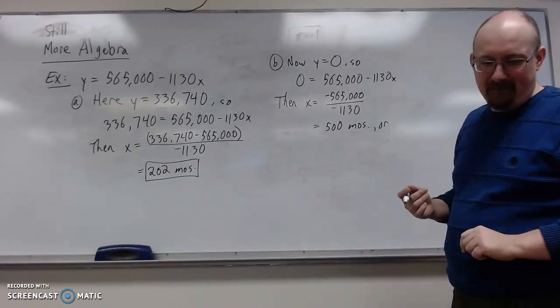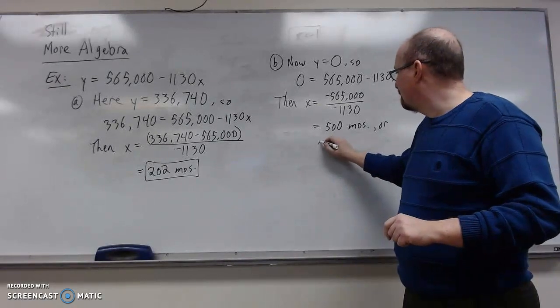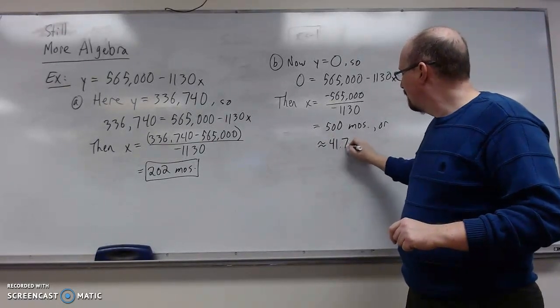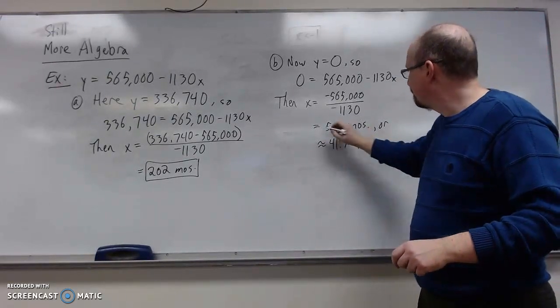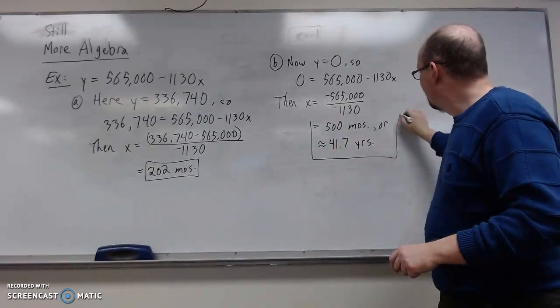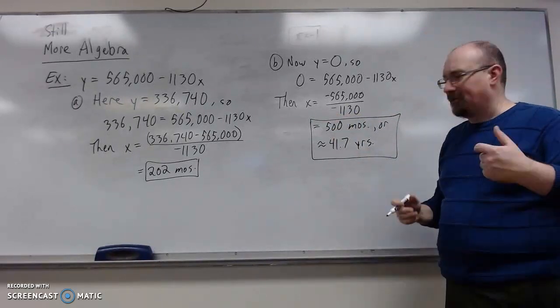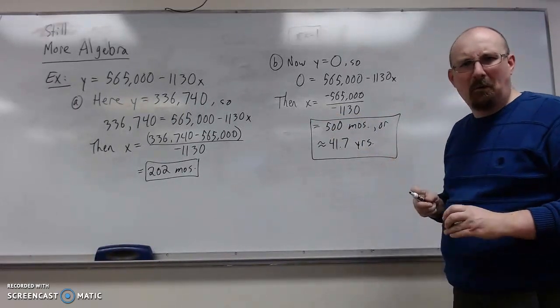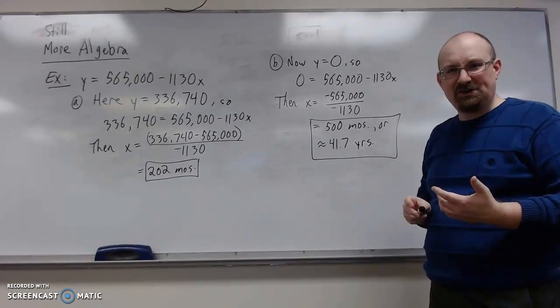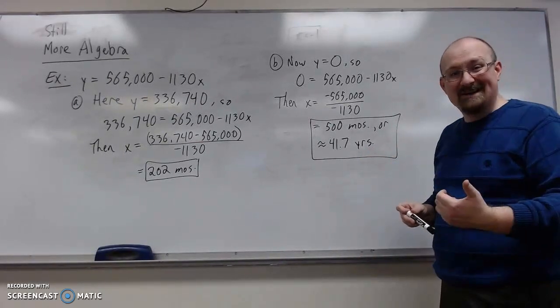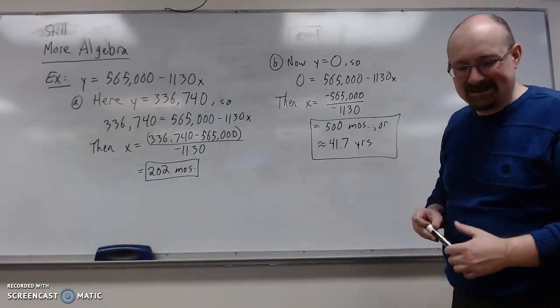So if we divide 500 by 12, we get about, it's got a repeating decimal, but 500 months on the nose, or approximately 41.7 years. So that's this depreciation problem. All right, one down. Let's take a look at the next guy.